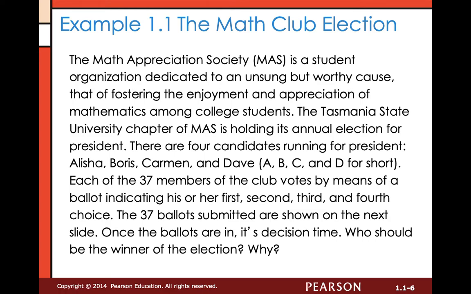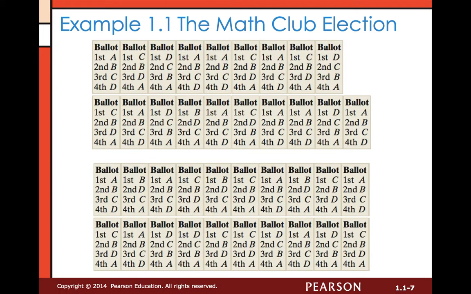The 37 ballots submitted are shown on the next slide, and once the ballots are in, it's decision time. Who are we going to pick as the winner? So here are all 37 of those ballots that have been cast. Notice that these are all preference ballots, preference schedules, where we've got A, B, C, and D for our first ballot. For second ballot, C, B, D, A, and so on. I'm not going to read all of them to you, but those are our ballots.